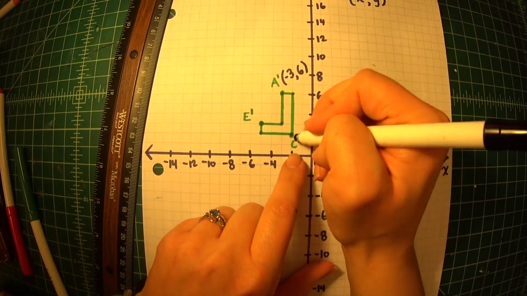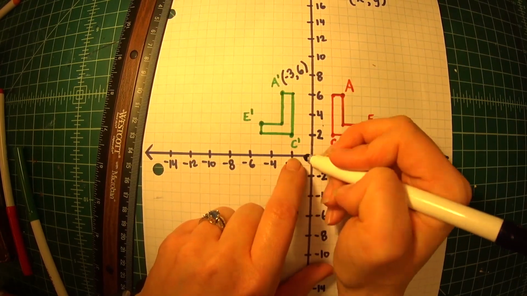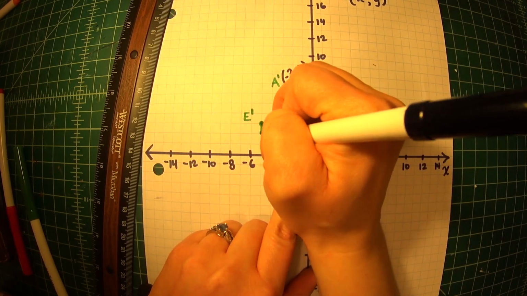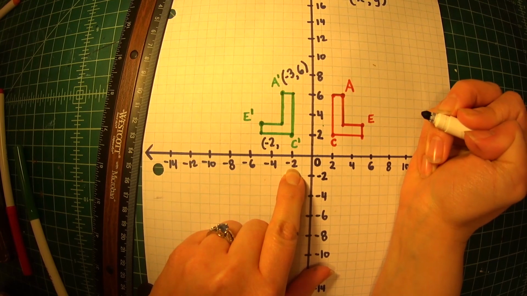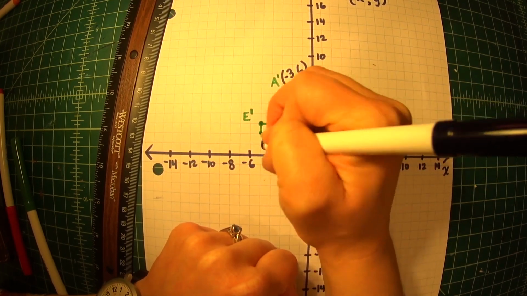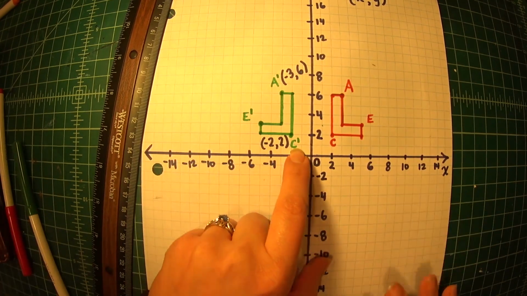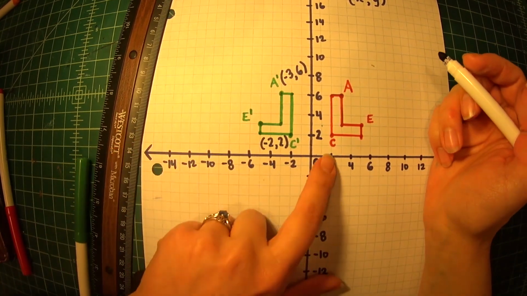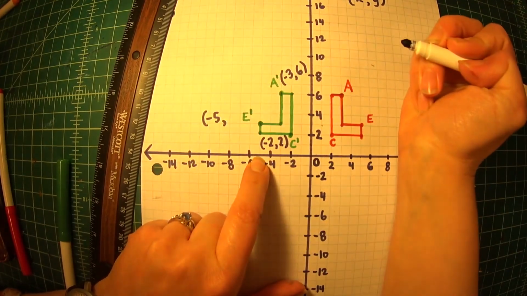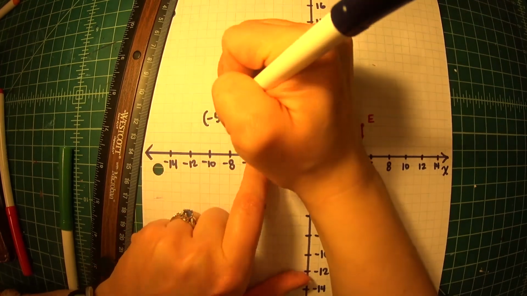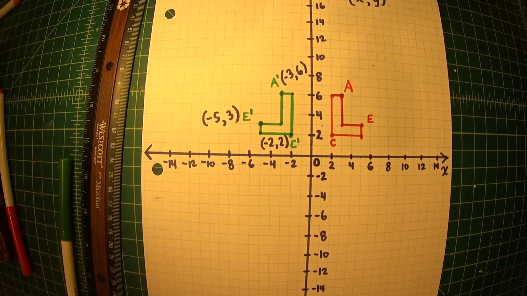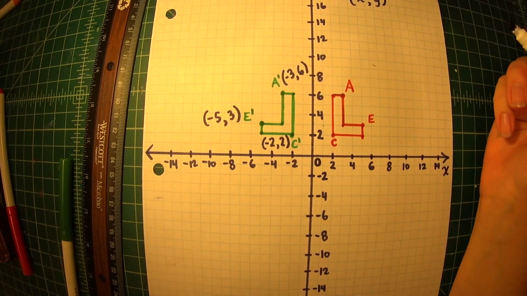Okay, so on to C prime. Across, it's at -2. So that's my first coordinate. And up, it's at 2. So -2, 2 are my coordinates for C prime. E prime, across, -5. And then up, it's at +3. So -5, 3 is my last set of coordinates.